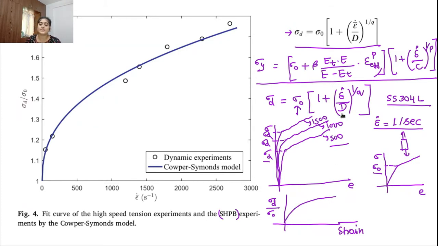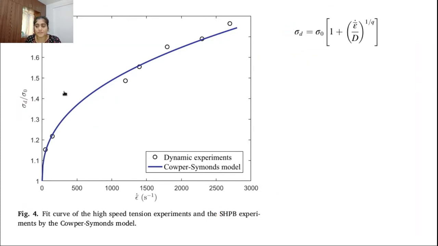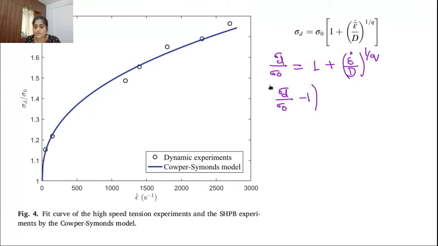Now you have to find the values of D and Q. How can we find them? From this equation, sigma D over sigma naught equals 1 plus strain rate over D, to the power of 1 over Q. Now you can transfer the 1 to this side, so sigma D over sigma naught minus 1 equals strain rate over D, to the power of 1 over Q.